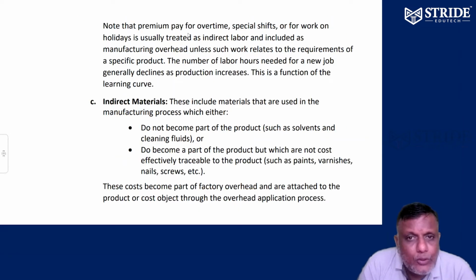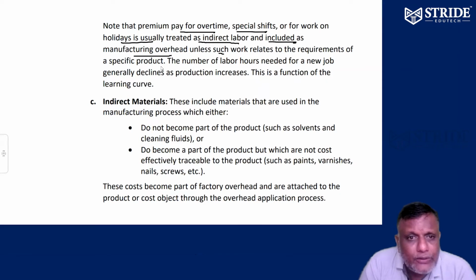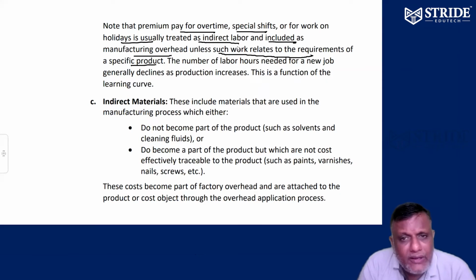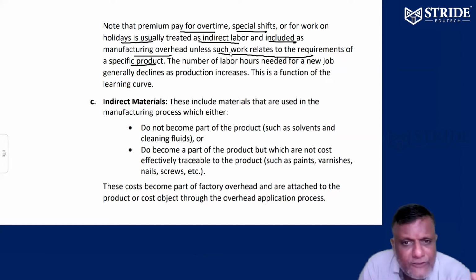Okay. Premium paid for overtime work, special shift work, holiday work. They are all indirect labor, so they are included in manufacturing overhead unless such work relates to a specific product. Generally, overtime expenses for a special shift are added to that special product only. Otherwise, it is part of manufacturing overheads.